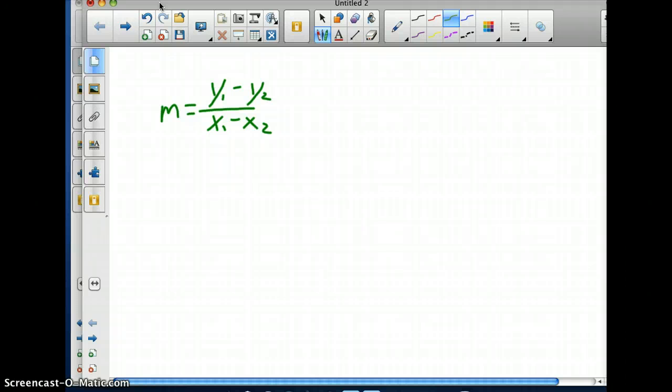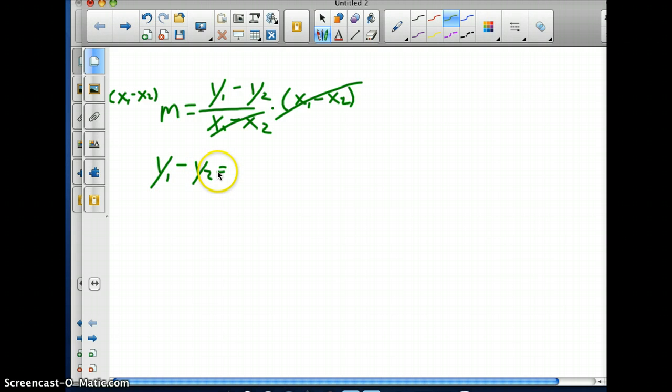Well, what if I wanted to clear fractions there? What if I wanted to get rid of that fraction on the right side? What would I multiply both sides by? You'd multiply by x1 minus x2, but if I do it to the right side, I gotta do it to this side too. What cancels on the right side? The x1s and the x2s. Watch this. I'm going to switch it around: y1 minus y2 equals m times the quantity of x1 minus x2.